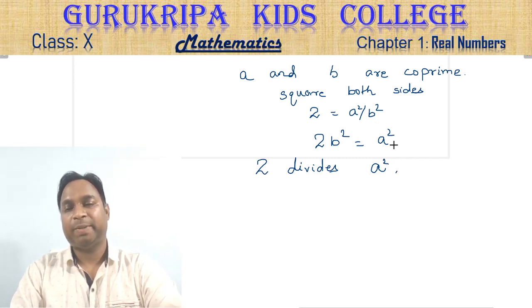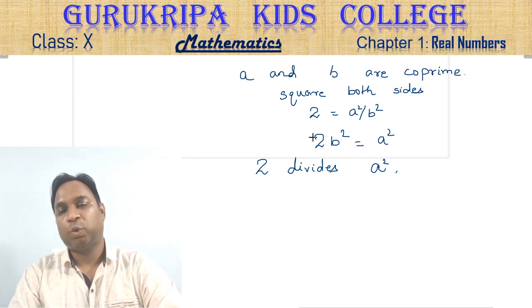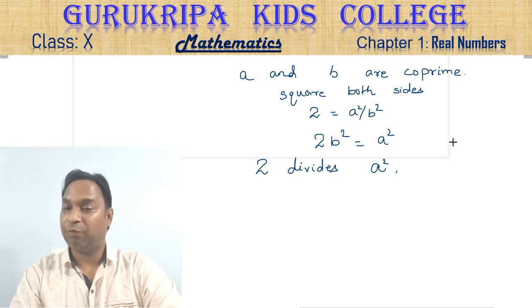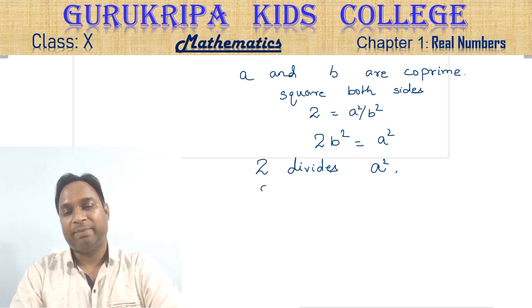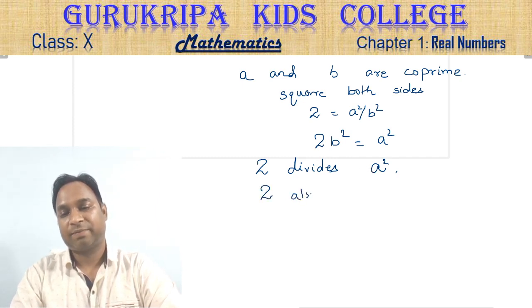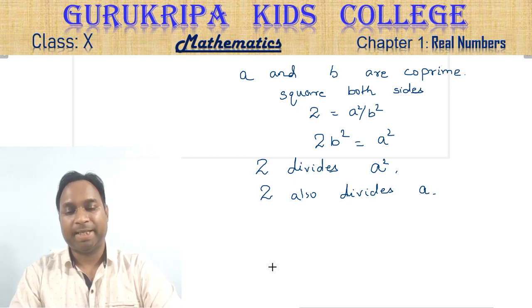there is nothing in common between a and b. In the prime factorization of a and b, there is nothing common. And there is a 2 on the left hand side. So the right hand side should also have a 2 somewhere. So 2 has to divide a square. When 2 divides a square, then that means 2 also divides a. Isn't it? 2 also divides a.